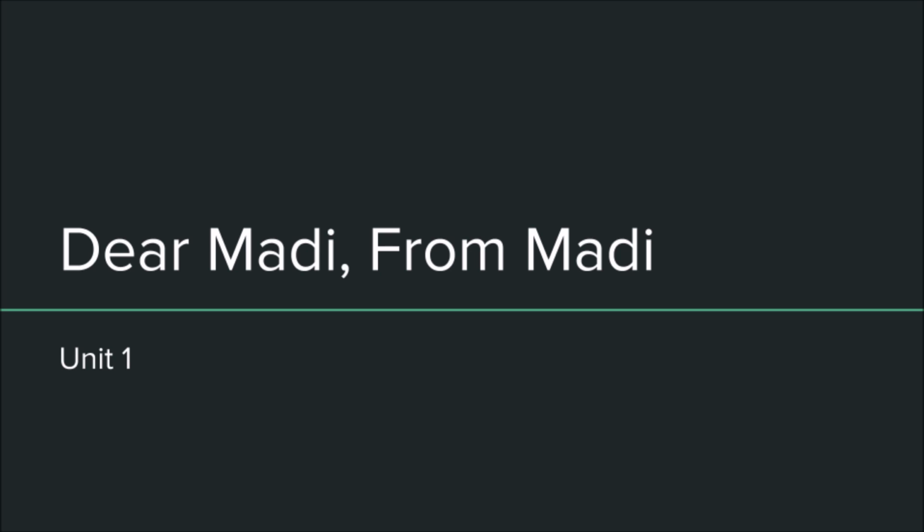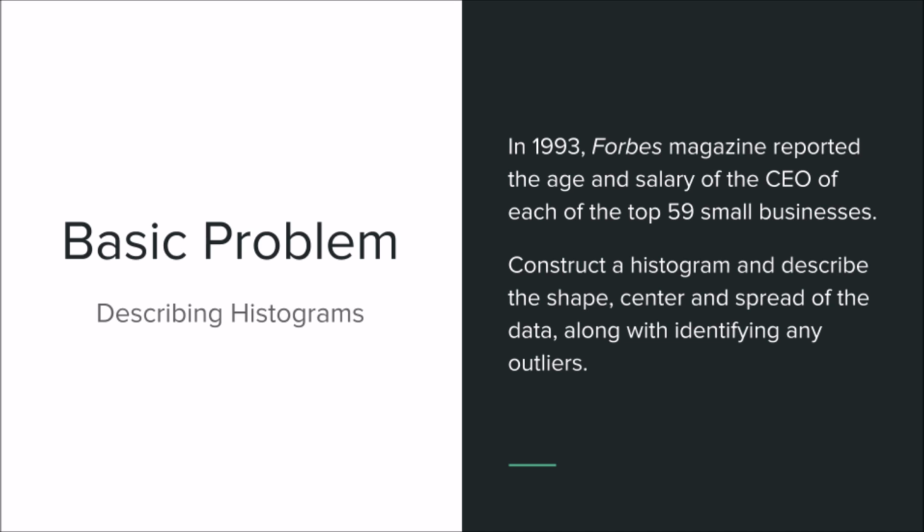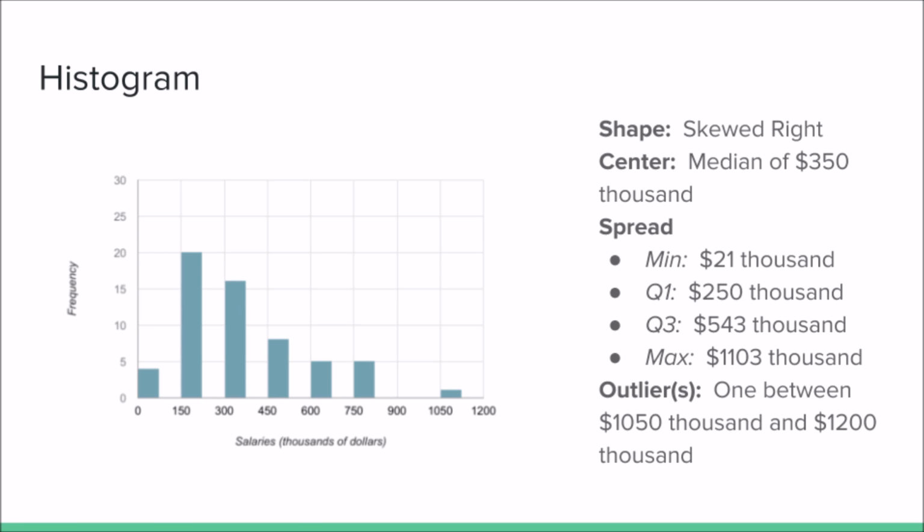because I love you. Today we'll be going over the Unit 1 problems given to us for our Quideo. For the basic problem, we were presented with a Forbes magazine survey taken in 1993 on the age and salary ranges of 58 small business CEOs. To analyze this problem, we had to make a histogram of the data and describe the distribution of the data.